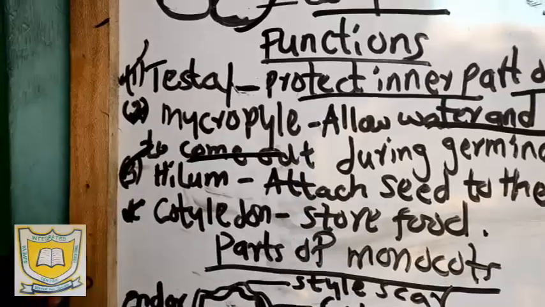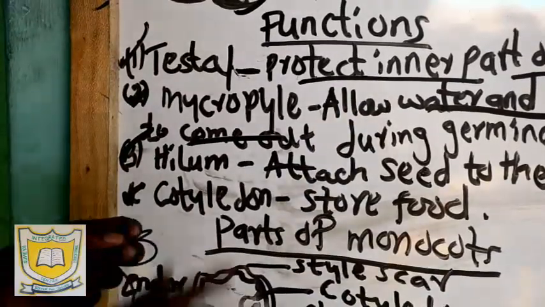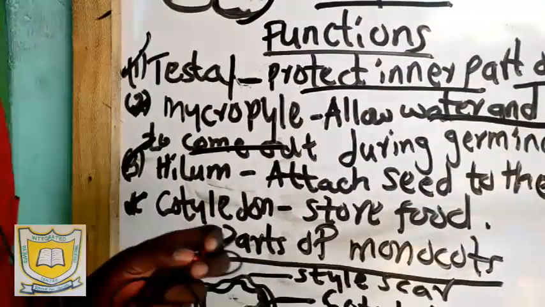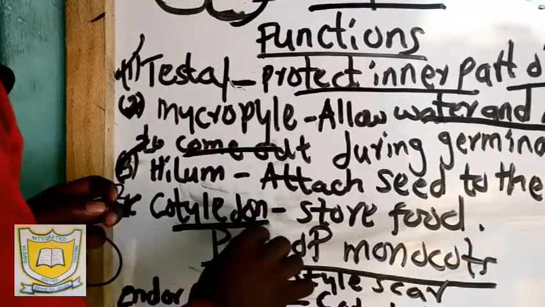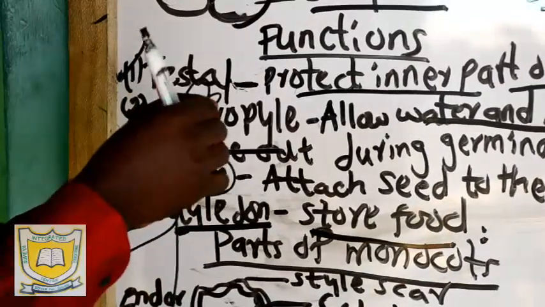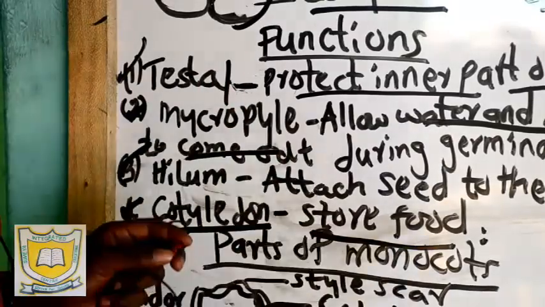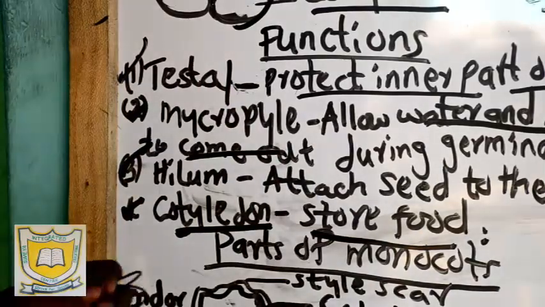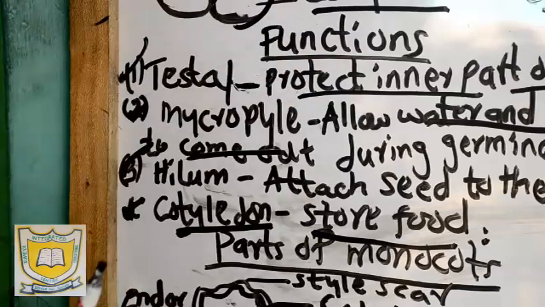We move to the last part, which is the cotyledons. Now in dicots, they store their food in the cotyledons. So the cotyledon is used for the storage of food. Now when you open the testa, you will meet the cotyledons. There, that is the storage of food. That is all about the parts of the dicots.